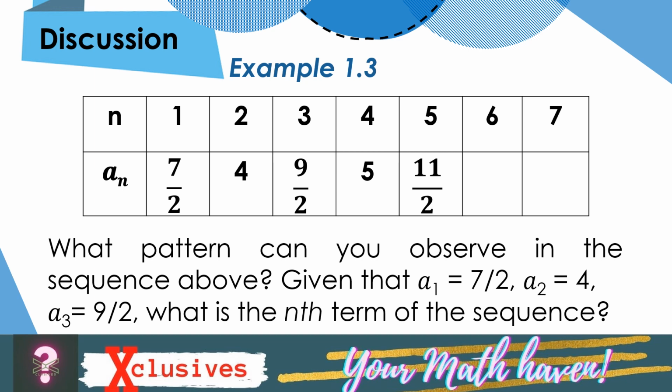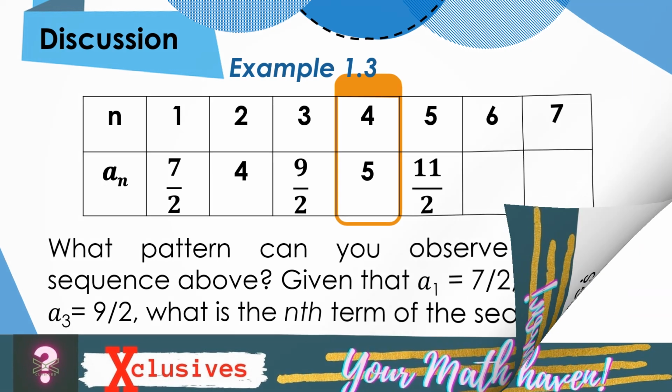Given that your first term is 7 halves, followed by 4. Your third term is 9 over 2. Your fourth term is 5, and so on. And don't forget, you are also tasked to solve for the nth term of the sequence.